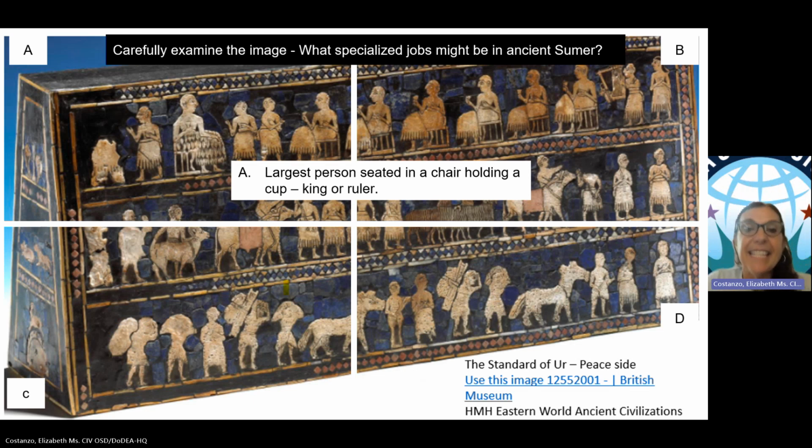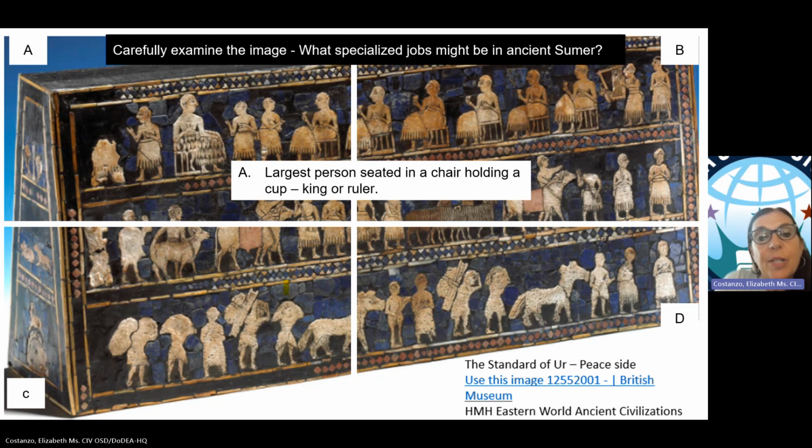And this is the Standard of Ur. It was an important city-state of the ancient civilization of Sumer. And they're going to be learning more about Sumer in today's class. So that's my setup for the kids. What we're going to do now is carefully examine the image. Think about what specialized jobs might be in ancient Sumer.